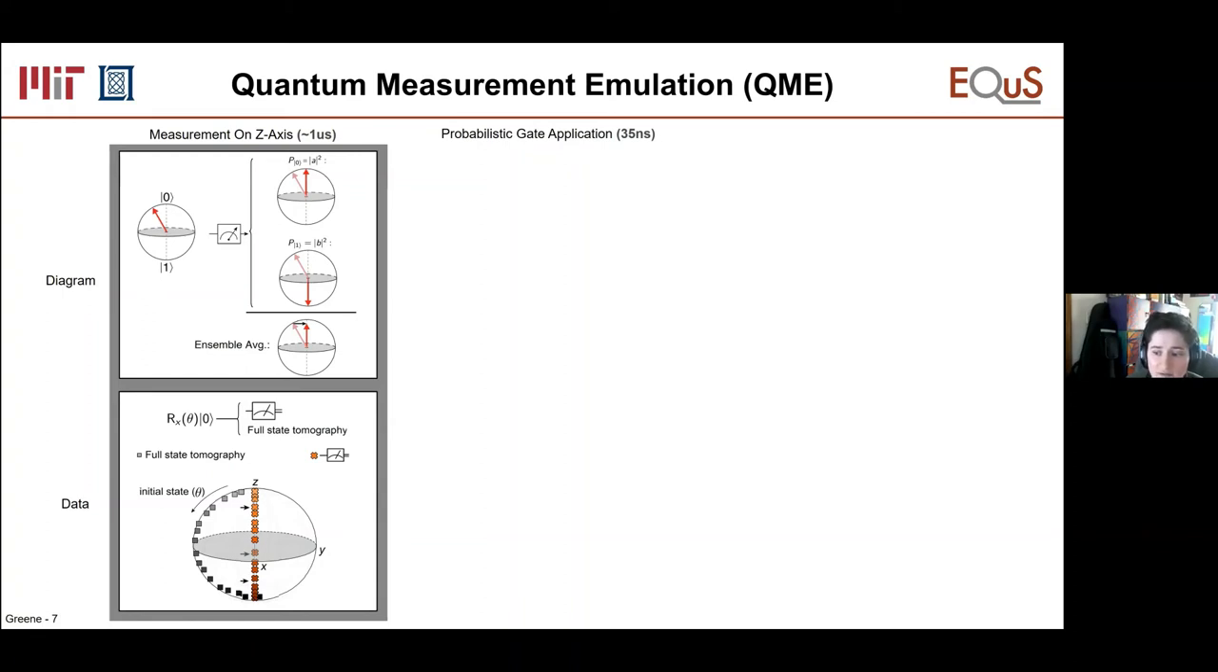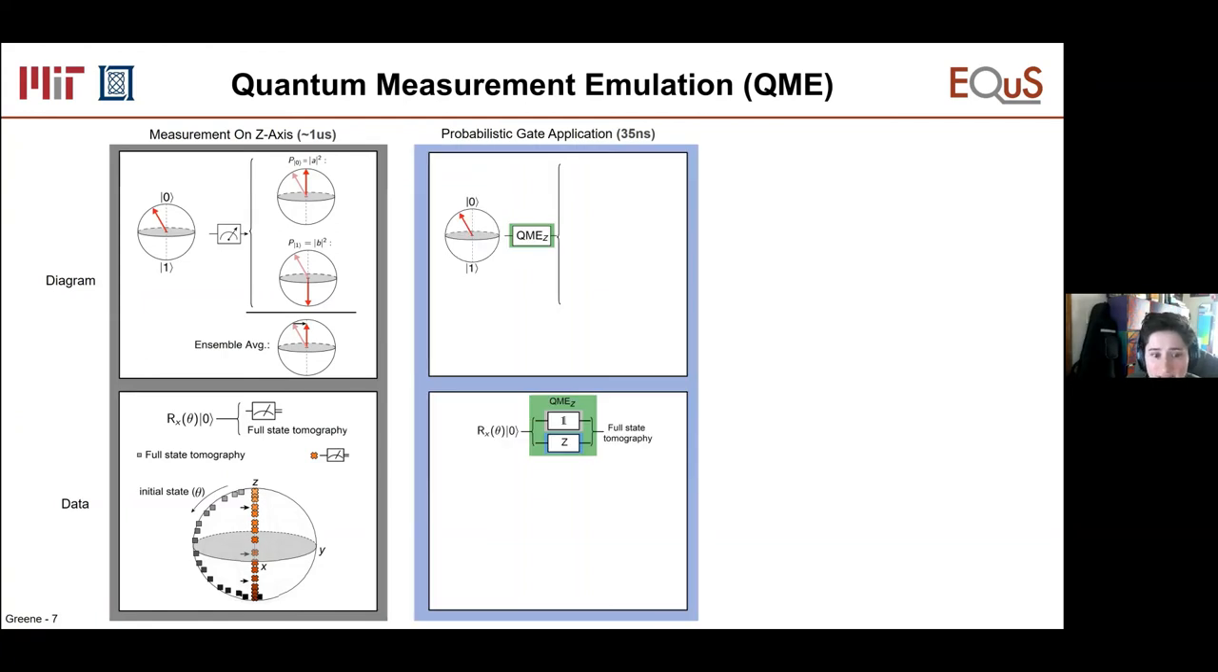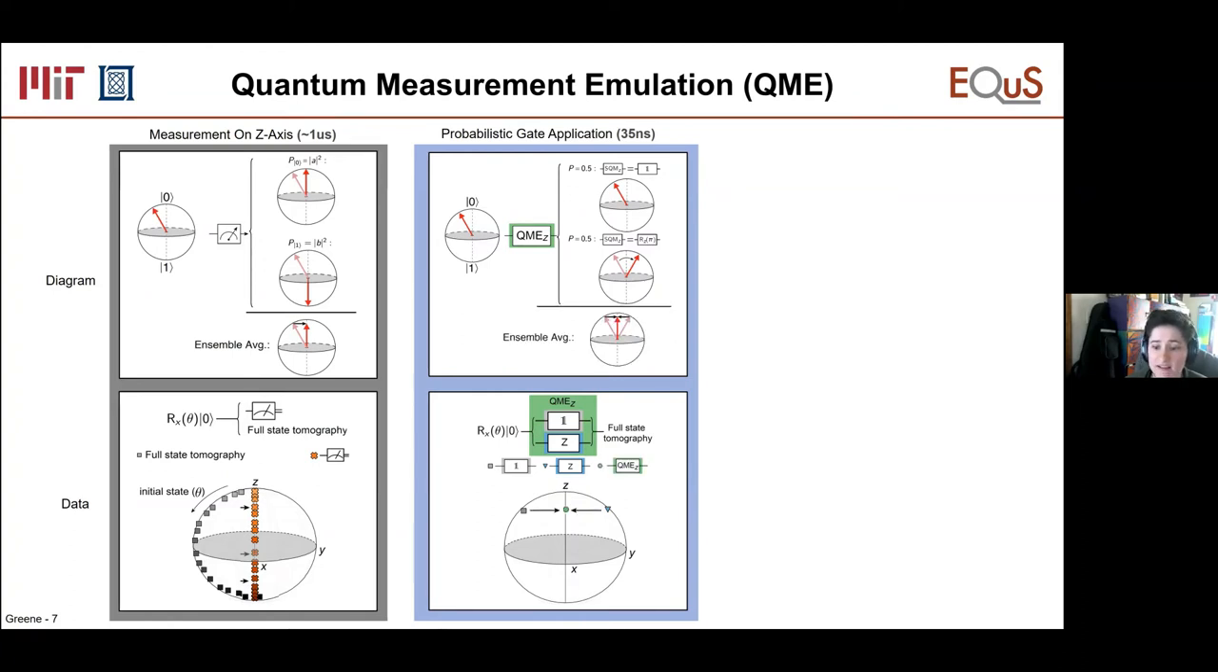However, measurement takes a long time, especially compared to a single qubit gate. So we can achieve the same quantum channel much more quickly using probabilistically applied single qubit gates. With probability half, we can apply an identity operation, and with probability half, apply a Z gate. And this has the same effect on the qubit, essentially a dephasing channel. And I'll show you this again, varying the initial state and the tomography data: identity, Z, then the average between the two. And this can work for any input state.